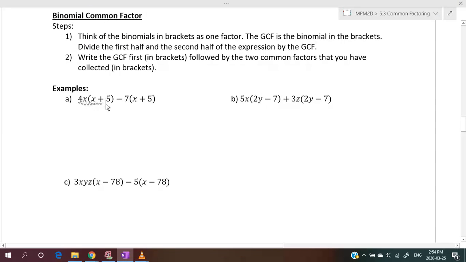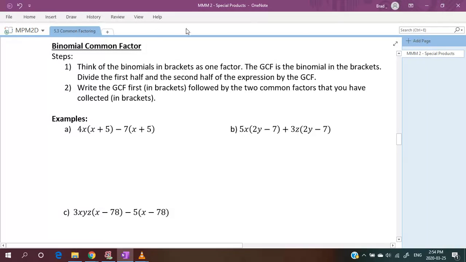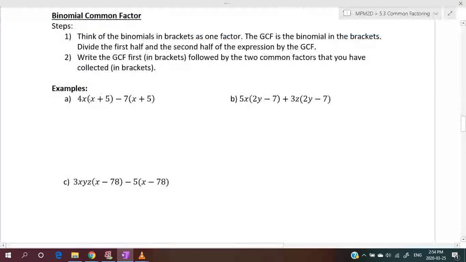So if you think of these two things as two big terms, you can see that what they have in common is not some monomial, but actually the greatest common factor is that thing in brackets, x plus 5, a binomial. So we're going to factor that right out. Just like yesterday, we're going to write down our greatest common factor first, and then we're going to write down what's left after we've divided it out.